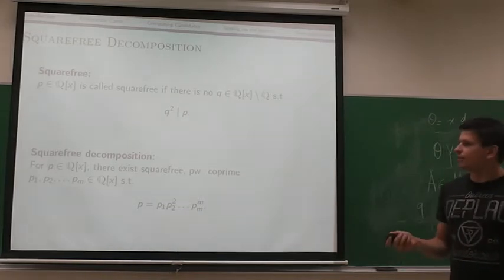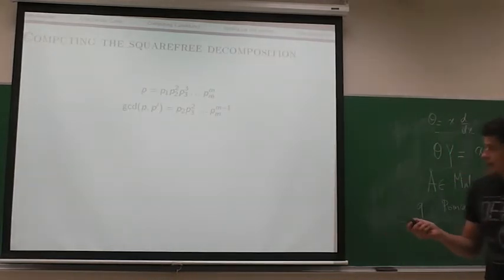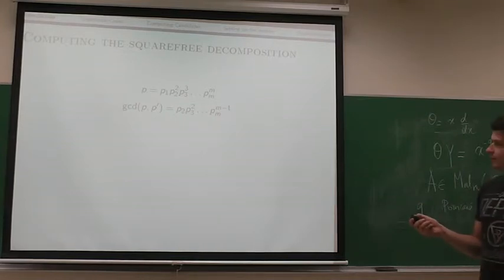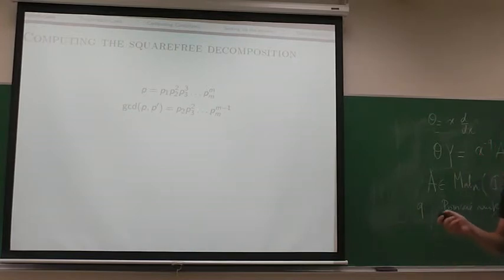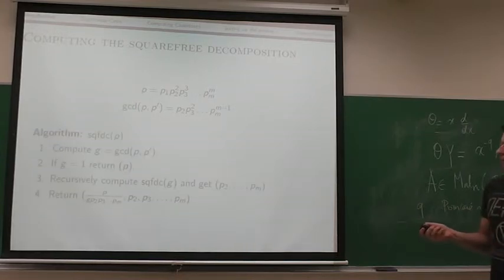And it's actually rather easy to compute this because of the following observation: if you take the GCD of the polynomial that you are given and its first derivative, then the multiplicity of the square-free factors drops by 1. And this is very nice because it can be turned into an algorithm very easily. You compute the GCD, and if the GCD is 1, then you already have a square-free polynomial, so you just return p. And if not, then you can recursively compute the square-free decomposition of G. This will give you the P2, P3, and so on. And out of this, you can easily compute P1, and you get P1 to Pm.